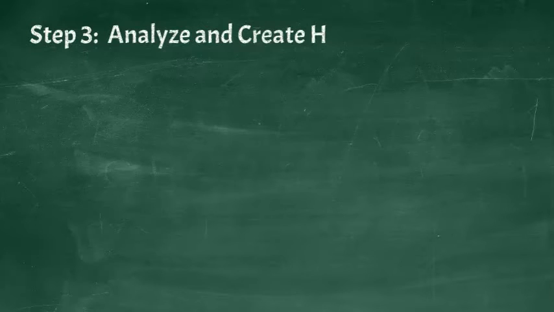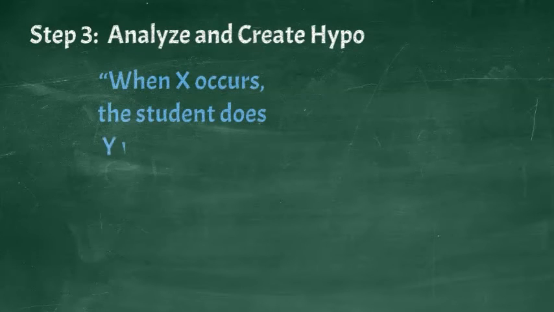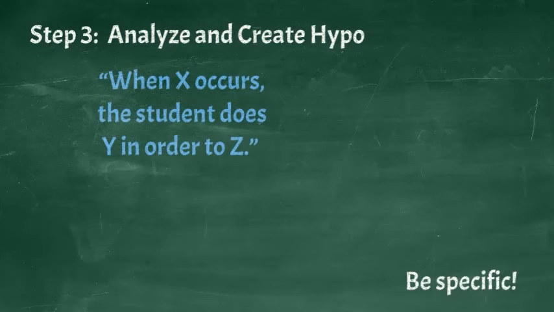Step 3. Once all the information is collected, the IEP team needs to review and analyze the data. Then the team creates a hypothesis statement, which should use this format. When X occurs, the student does Y in order to Z. The hypothesis statement should be as specific as possible.